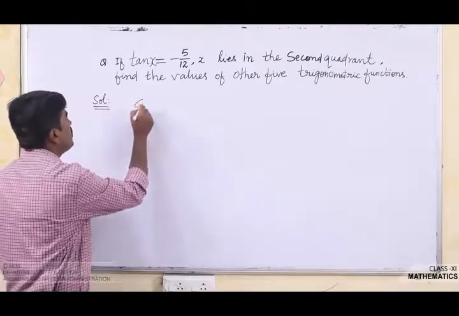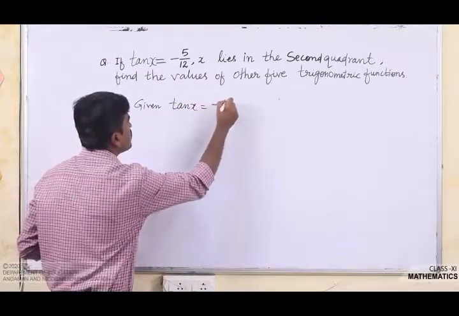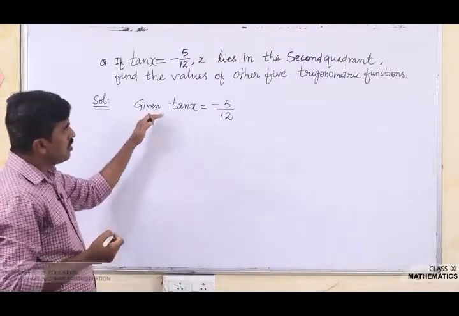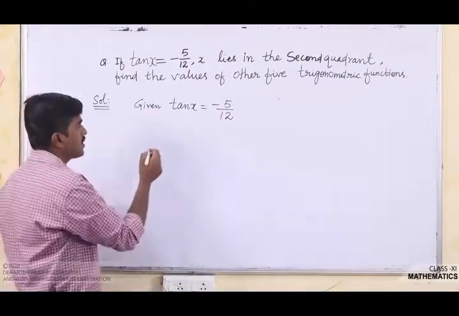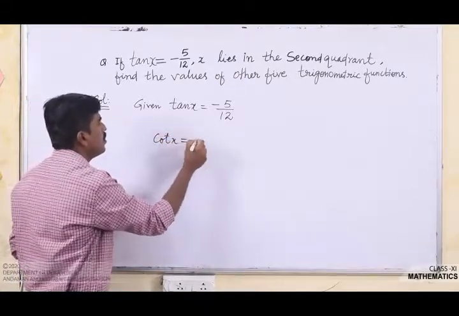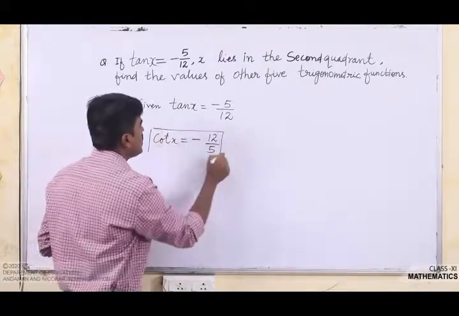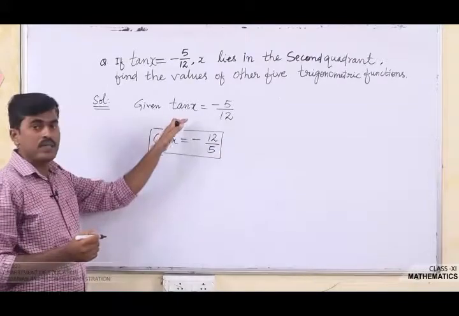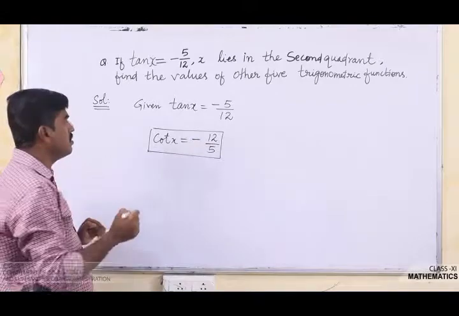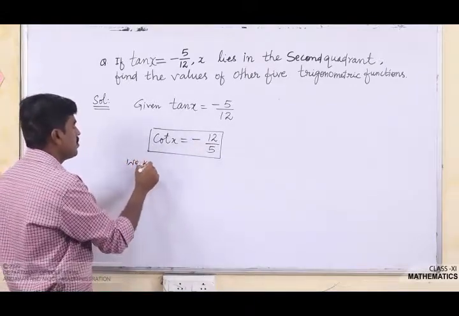So here given tan x is equal to minus 5 divided by 12. Okay. So here we can directly find the value of cot x, because cot x is the reciprocal of tan x. So cot x is equal to minus 12 divided by 5. As we know that cot x is equal to 1 upon tan x, so it is the reciprocal of minus 5 by 12, that is minus 12 by 5.